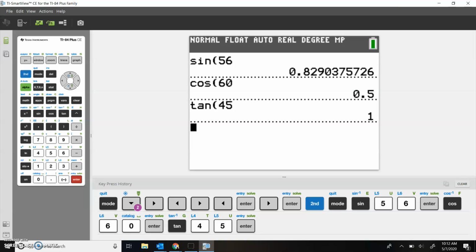Again, I bet if you go back to your special right triangles, you can figure out why that's the case. But there's how you do this in the calculator. The most important thing is that you have it in degree mode.